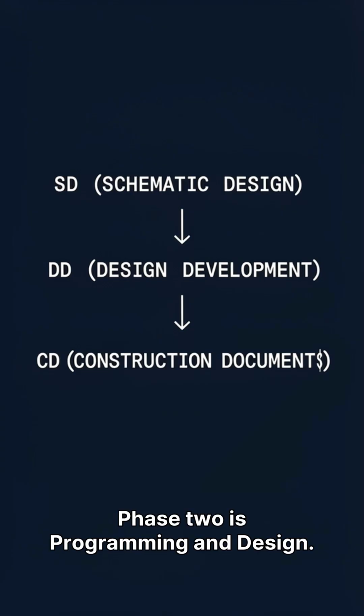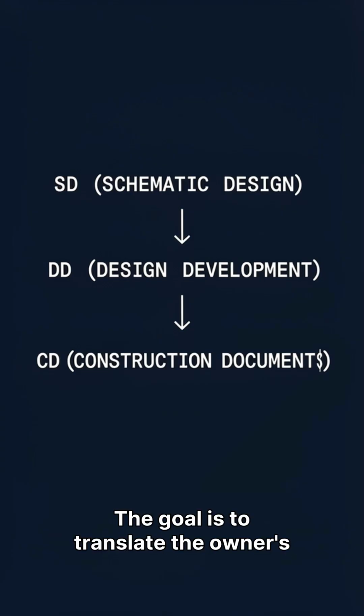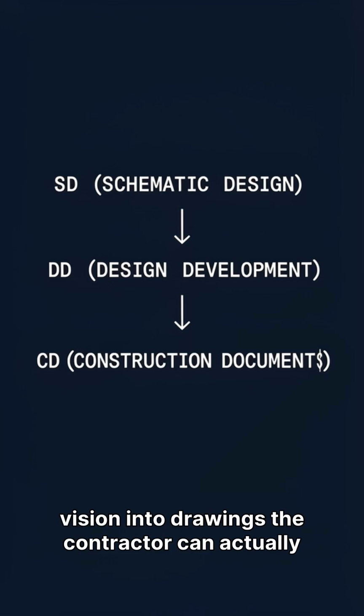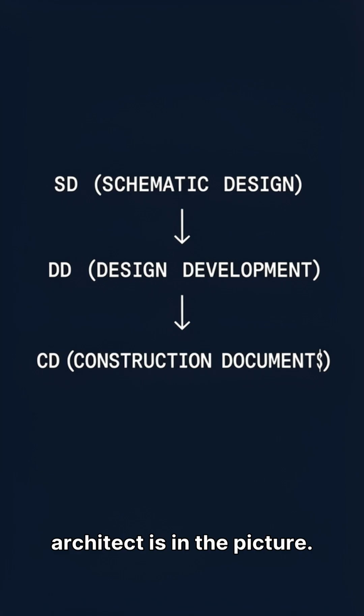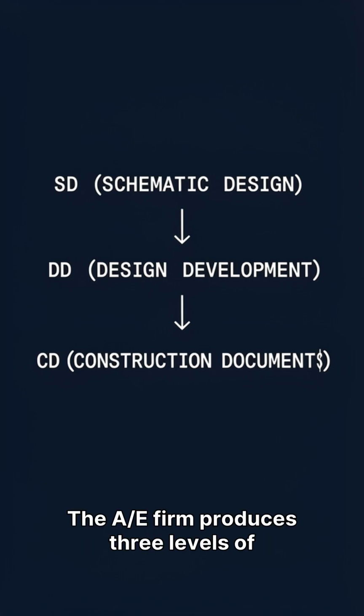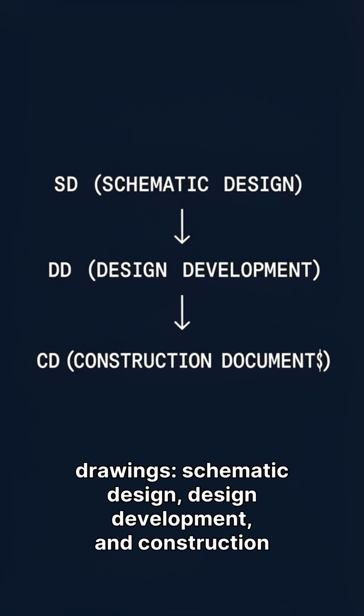Phase 2 is programming and design. The goal is to translate the owner's vision into drawings the contractor can actually build from. The owner still leads, but now the architect is in the picture. The AE firm produces 3 levels of drawings: schematic design, design development, and construction documents. This is also where value engineering happens. The design team asks, can we get the same result for less money?